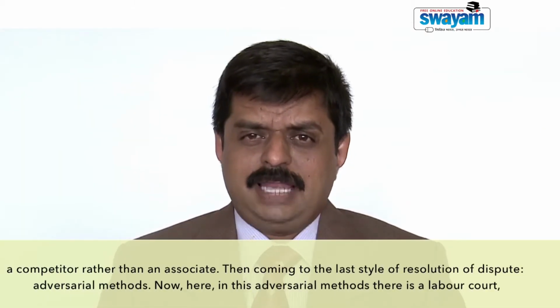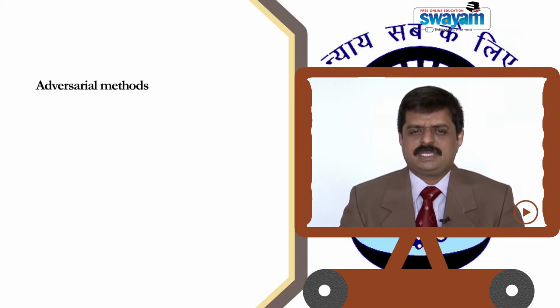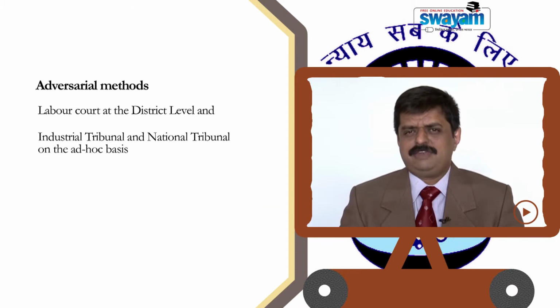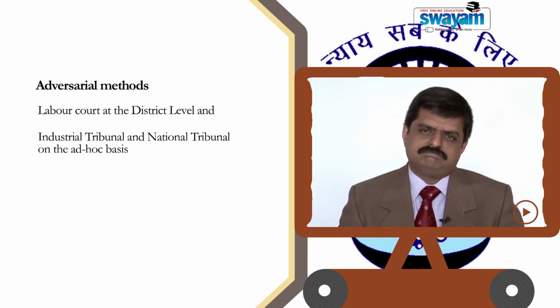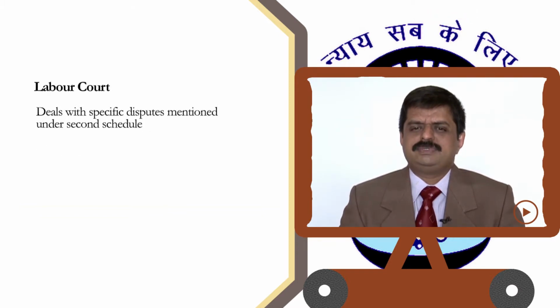Then, coming to the last style of resolution of disputes, adversarial methods. Here, in this adversarial method, there is the labor court, industrial tribunal, national tribunal, and finally arbitration. But the caveat we need to have before going through this discussion is that the adversarial method is the least preferred method when it comes to maintaining industrial relations. The labor court deals with the disputes falling under the second schedule.